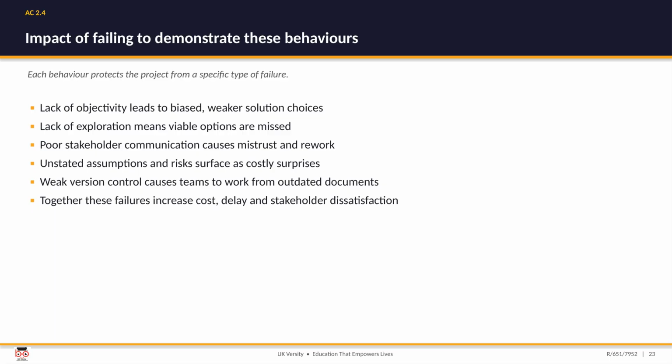It helps to see how each behavior protects the project from a particular kind of failure. Losing objectivity leads to biased, weaker choices. Skipping exploration means viable options are simply never seen. Poor stakeholder communication breeds mistrust and rework. Unstated assumptions and risks resurface later as costly surprises. Weak version control has teams building from outdated documents. And taken together, these failures stack up into higher cost, longer delays, and thoroughly dissatisfied stakeholders. Each good behavior is really a form of insurance.